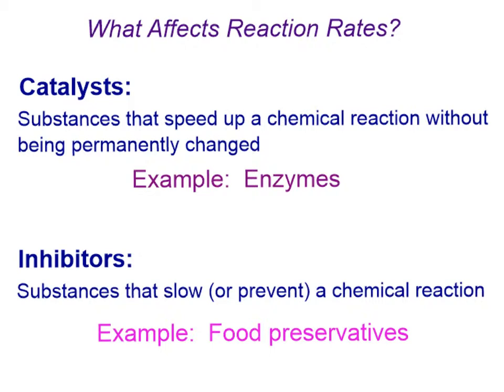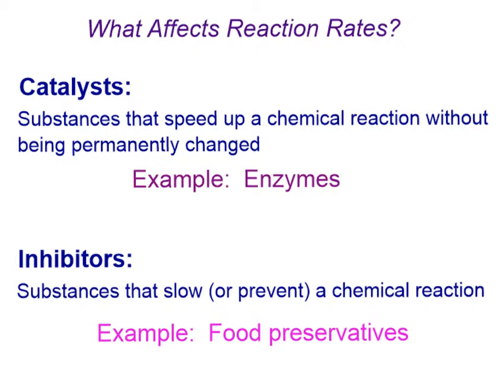A couple of other things to consider. Catalysts also will affect a reaction rate. A catalyst is a substance that can be added to a chemical reaction that will speed it up, but it isn't being used up in the process. It itself isn't being permanently changed. An example of that: enzymes in biological systems are critical for all sorts of chemical reactions that occur in organisms.